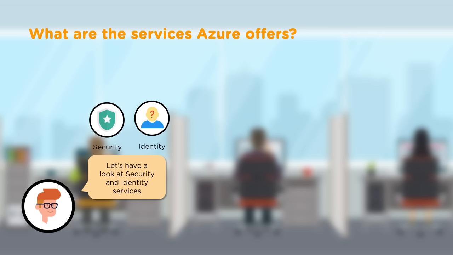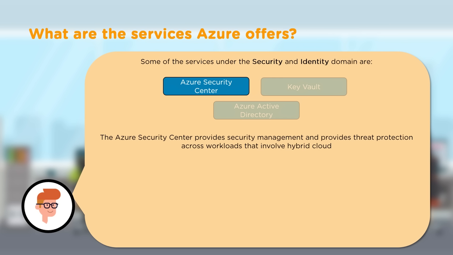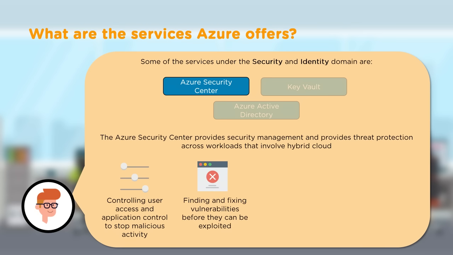So let's talk more about identity management. Some of the services under security and identity management are Azure Security Center. Now, this Azure Security Center provides security management and threat protection across the workloads in both cloud and in the hybrid environment. It helps control user access and application control to stop any malicious activity if present. It helps us to find and fix vulnerabilities before they can even be exploited.